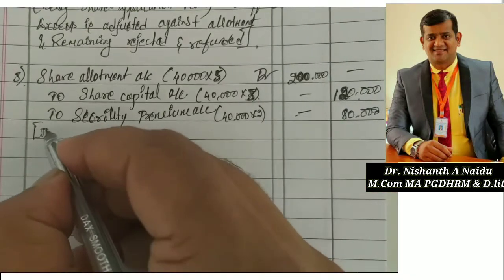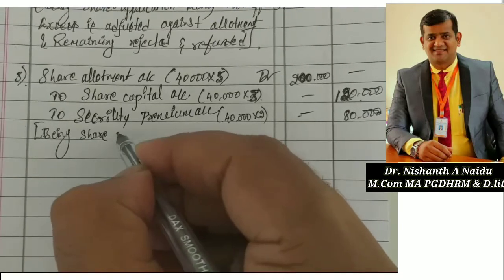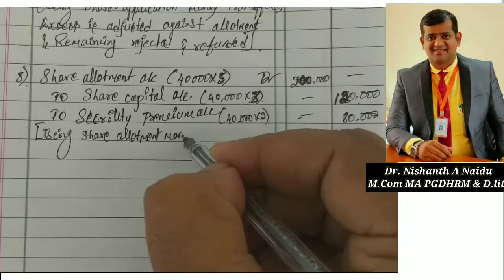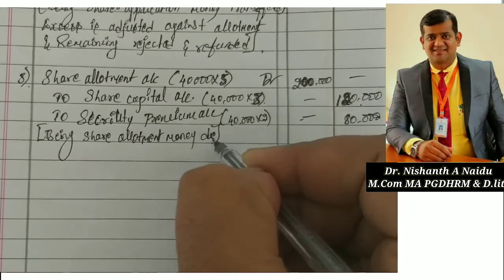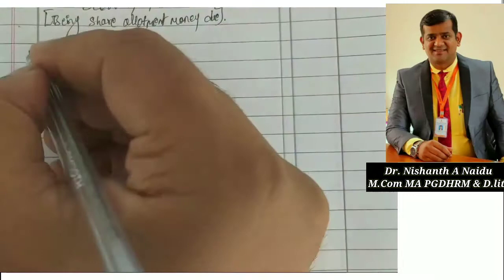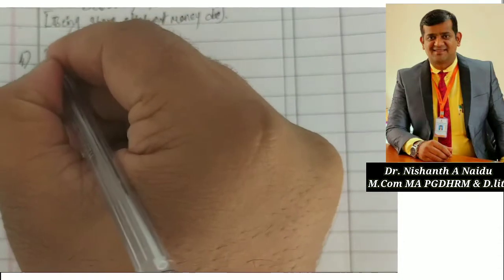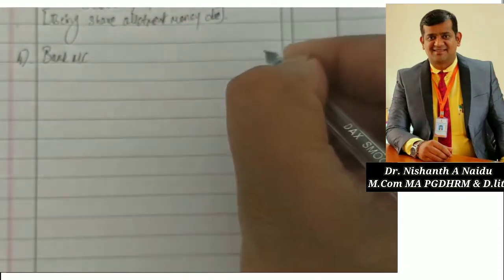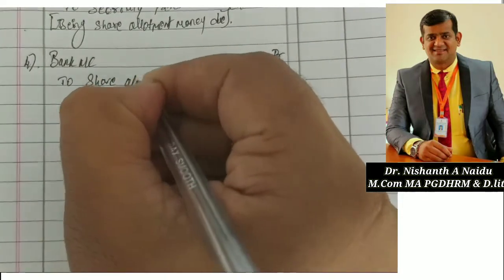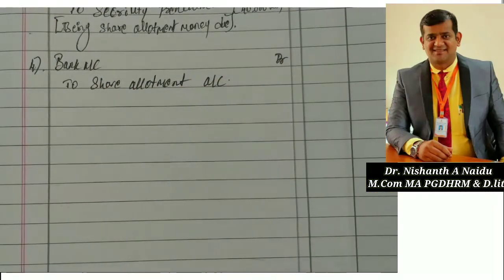So now write the narration: being share allotment money due. Okay, so now we are done with this. Fourth entry is a receive entry of allotment. Okay, so now write down bank account debtor to share allotment account.